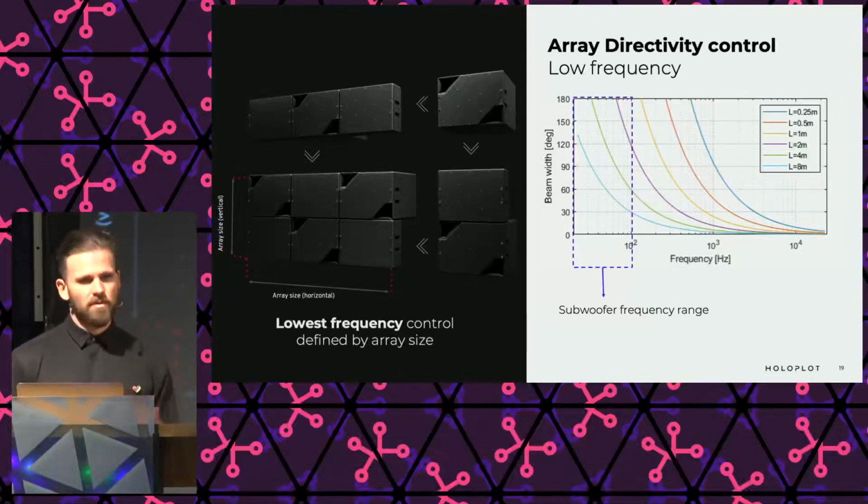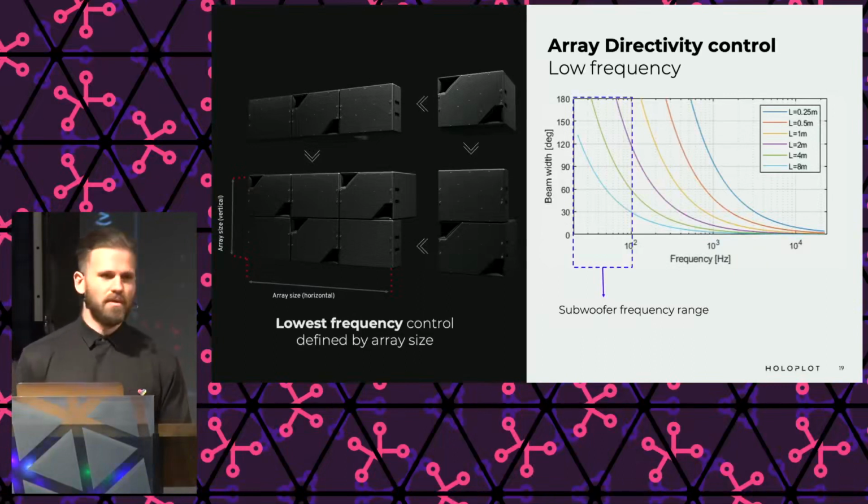To give an example, and using the plot that I'm visualizing on the right-hand side, one could control the opening angle of the 100 Hz frequency beam and narrow it down to a 60-degree opening angle. So to achieve that, one would need an array of 4 meters width on the horizontal axis, and the other way around, if one would want to come up with the required length on the vertical axis, the same plot can be used.